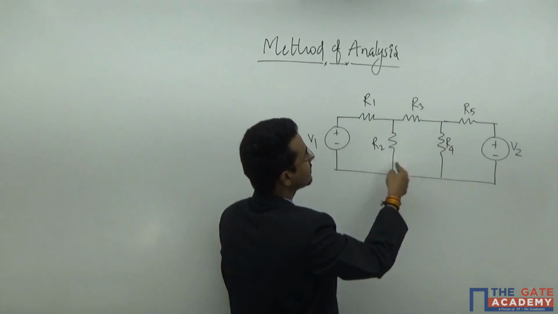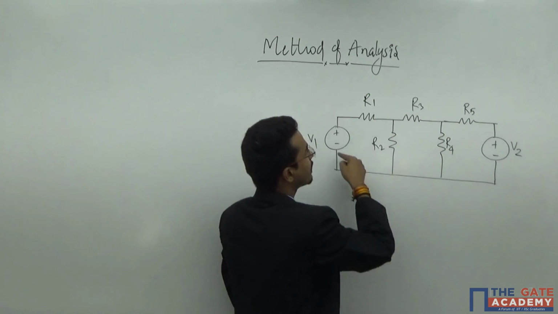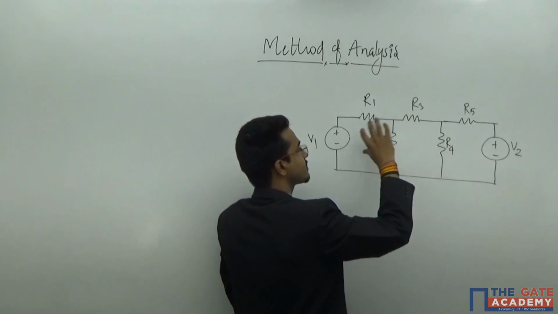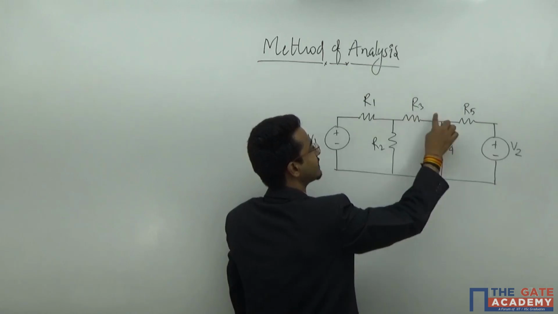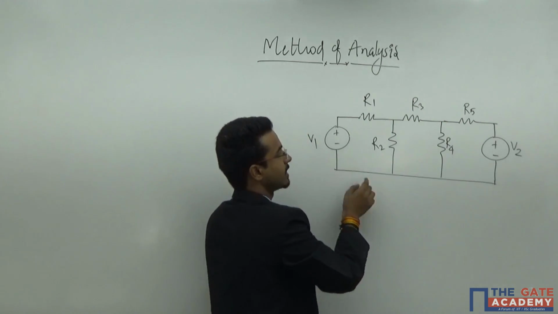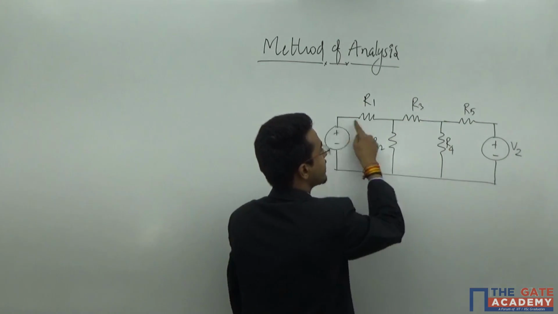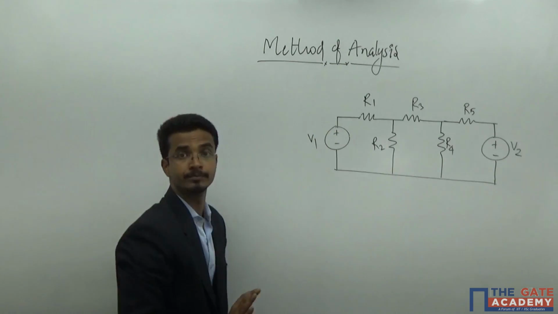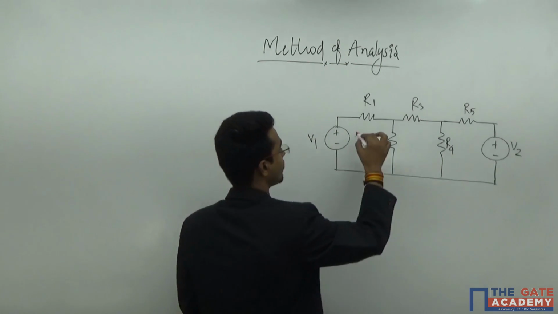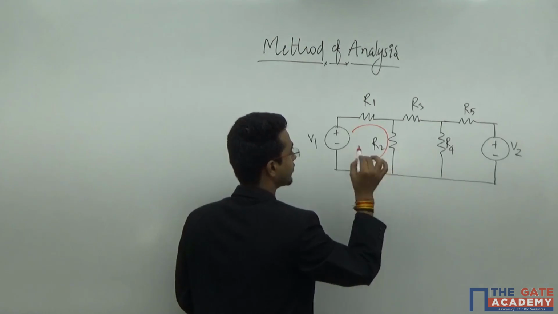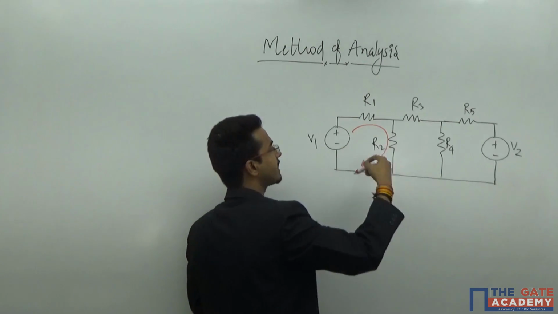But if you take this, that will be a loop but not a mesh, because two meshes, two loops, will be inside this. Similarly, if you take this, it cannot be a mesh. It can be only a loop. That means I have introduced it like this. That means this is my first mesh.